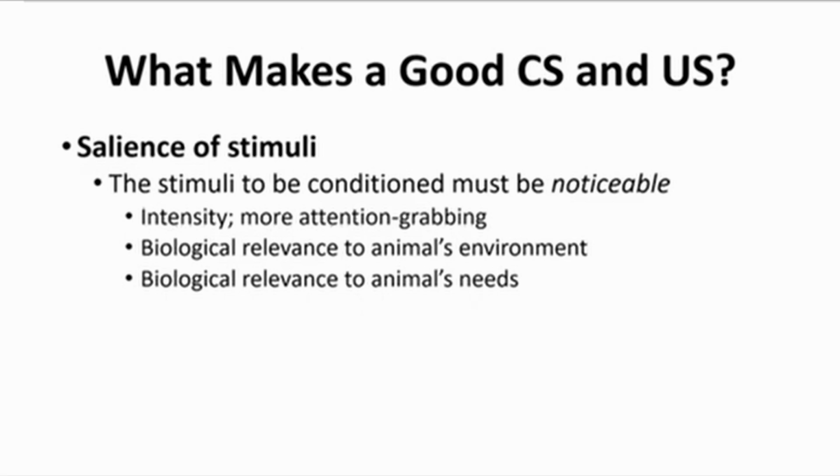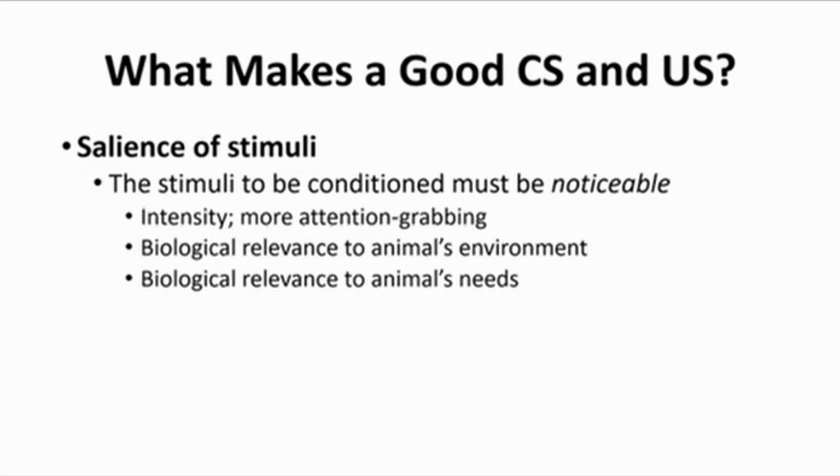And when we talk about salience, we can talk about the intensity, the biological relevance, or other qualities of that stimulus. We can start with intensity because that's a pretty simple one to conceptualize. Basically, the more attention-grabbing a stimulus is, the easier it is to learn something about it. So if we were using a tone, a louder tone would be a more salient stimulus. A brighter light would be a more salient stimulus. A larger stimulus would be more salient.